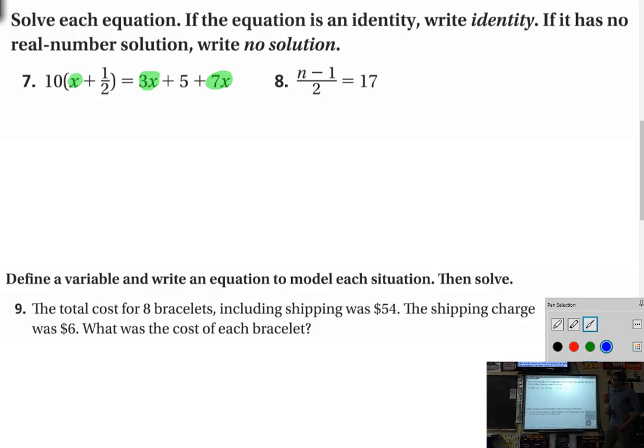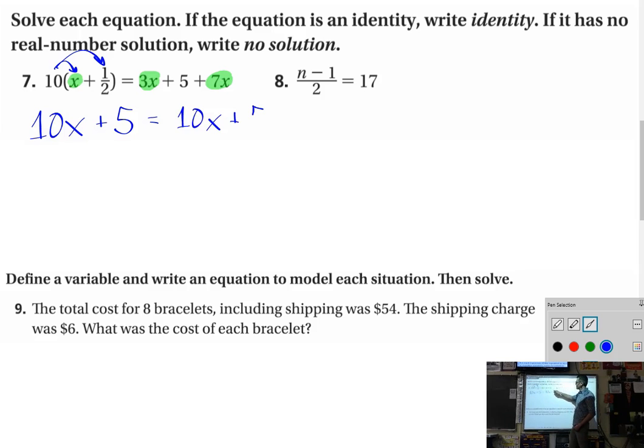All right, so as we get to problem 7, it looks a little bit complex, but what we want to notice first is I have 2 variable terms on the same side, so I can combine those because they're like terms. I can also do the distribution of 10, and that's going to work easily with the x and the half, so I'm going to go ahead and do the distribution. So on the left-hand side to start, I get 10x, half of 10 is 5. 3x plus 7x is also going to give me 10x plus 5.